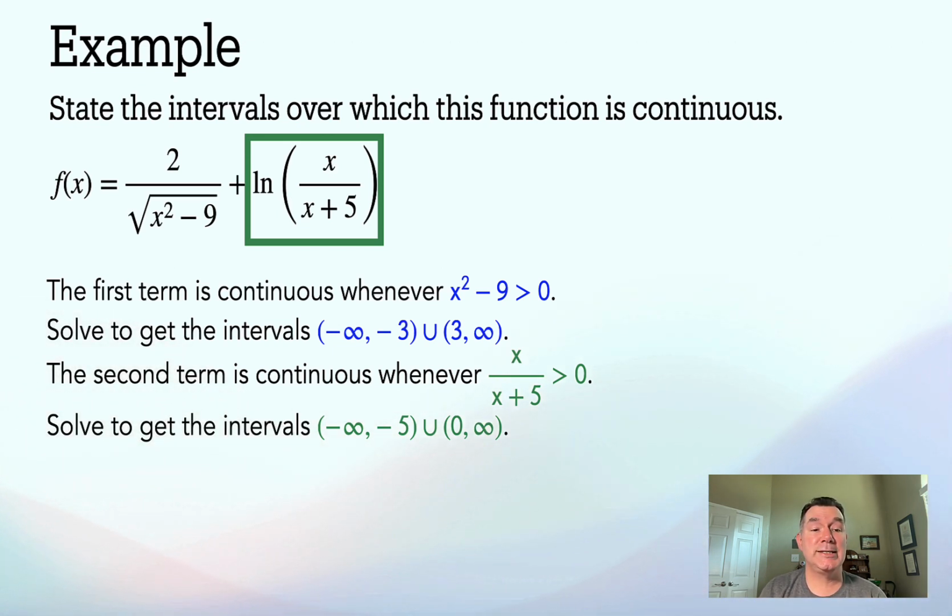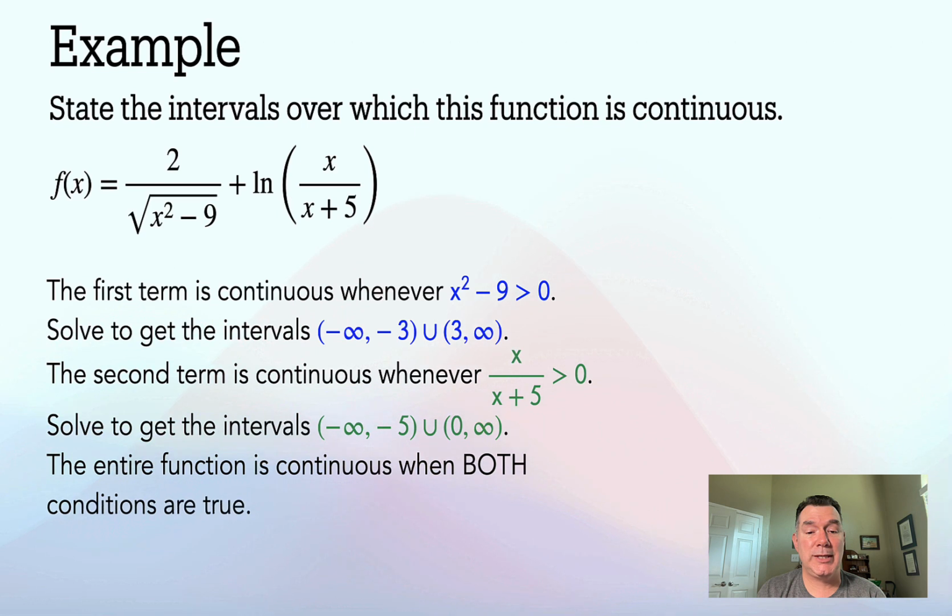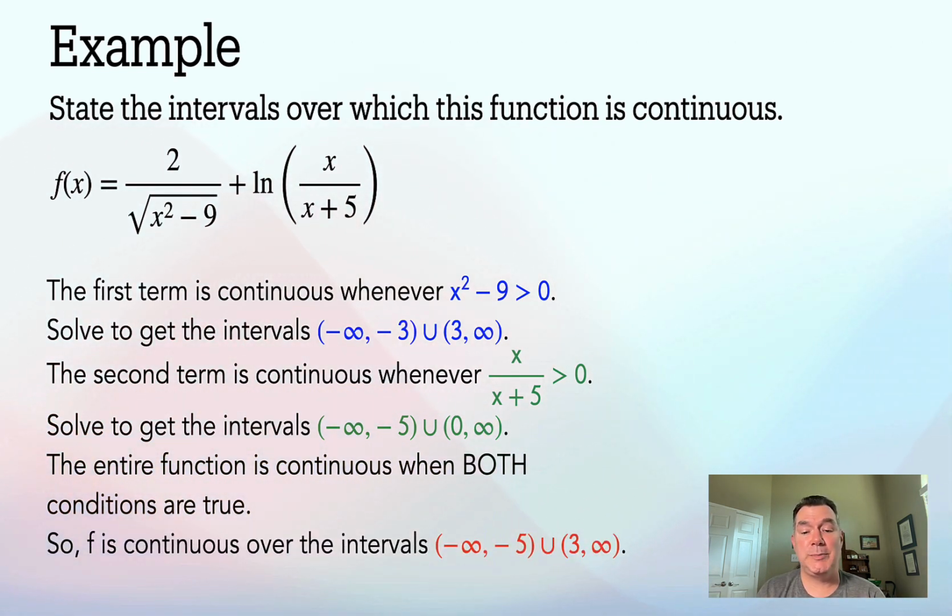So the function itself is going to exist when those two restrictions overlap each other. So it's going to be the intersection of those. And so that's going to be from -infinity to -5, union 3 to infinity. That's the overlap of those two. So that's when that function is going to be continuous. It's not going to be continuous anywhere else.